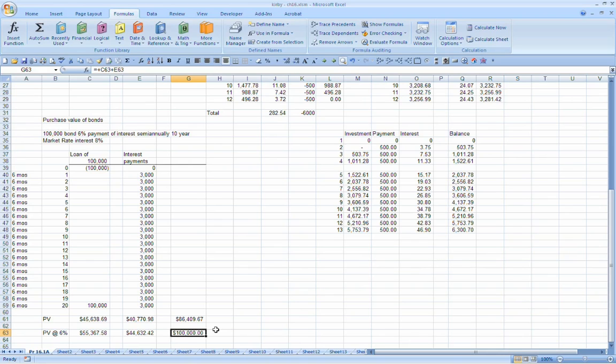Okay, so I kind of digress. I'm off a little bit, but that's a way to use the present value and the future value calculations.